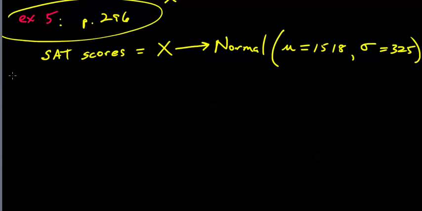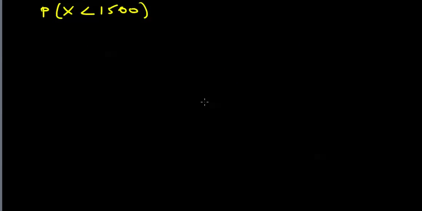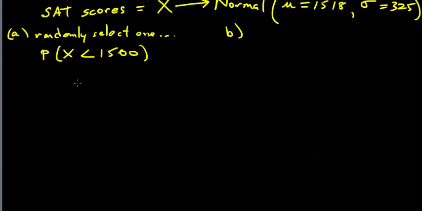Alright, basically we've got two parts to this question. Let me kind of try to do them in parallel here, one next to the other. In part A, we randomly select one score. And we ask, what is the probability that a randomly selected SAT score is less than 1500? Well, you may say nothing new there. Didn't we talk about this in section 6.3? This is really a probability question in a non-standard normal situation. And of course, you're right.